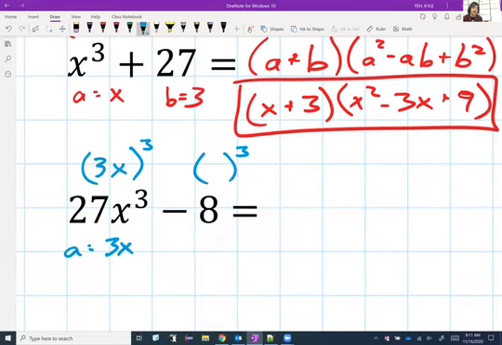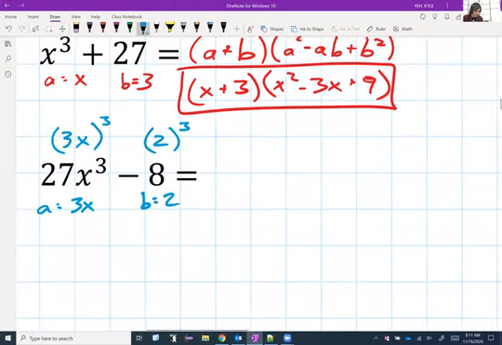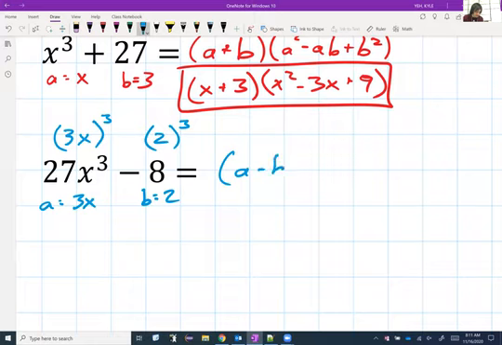Now b, what is cubed to get 8? That's 2. 2 times 2 times 2 is 8. So b is 2. I know that my formula starts with a minus because this is a difference, and then a plus to balance things out.